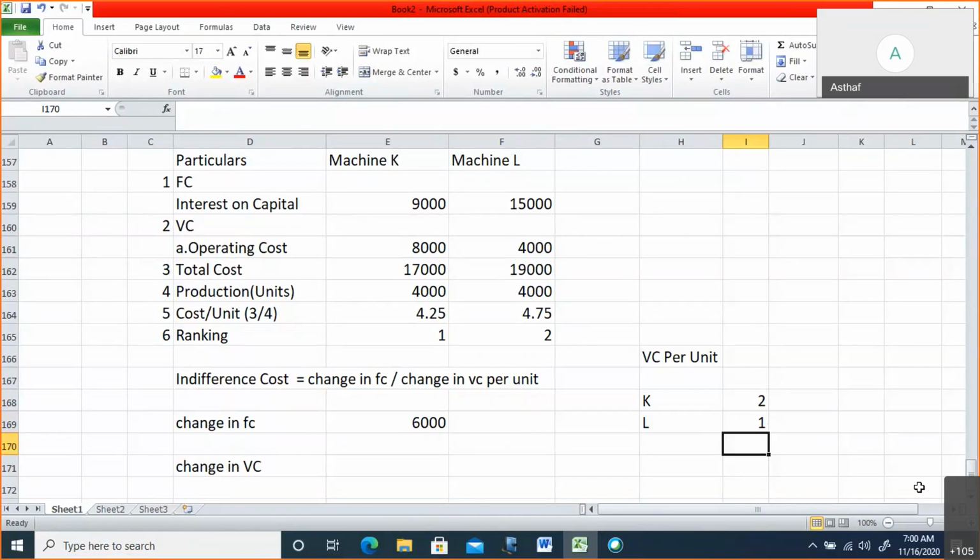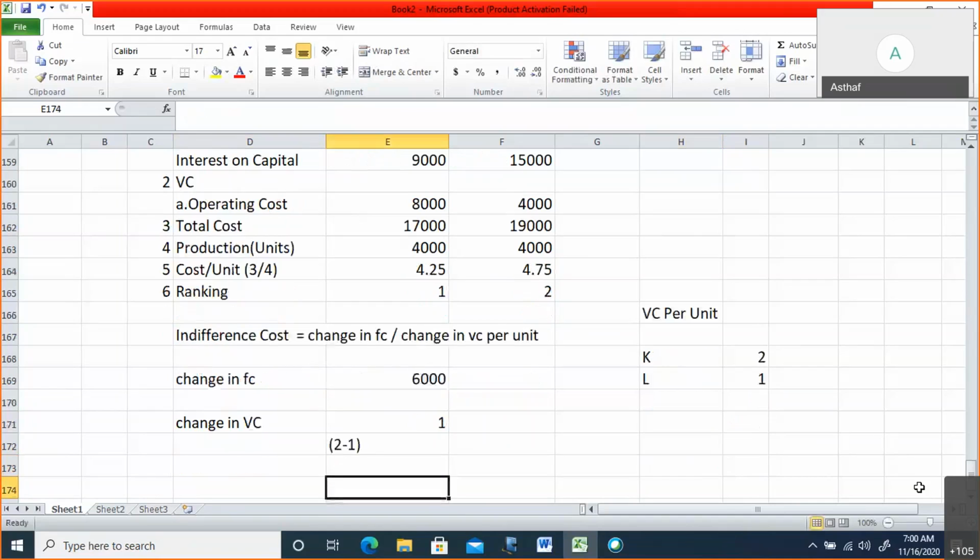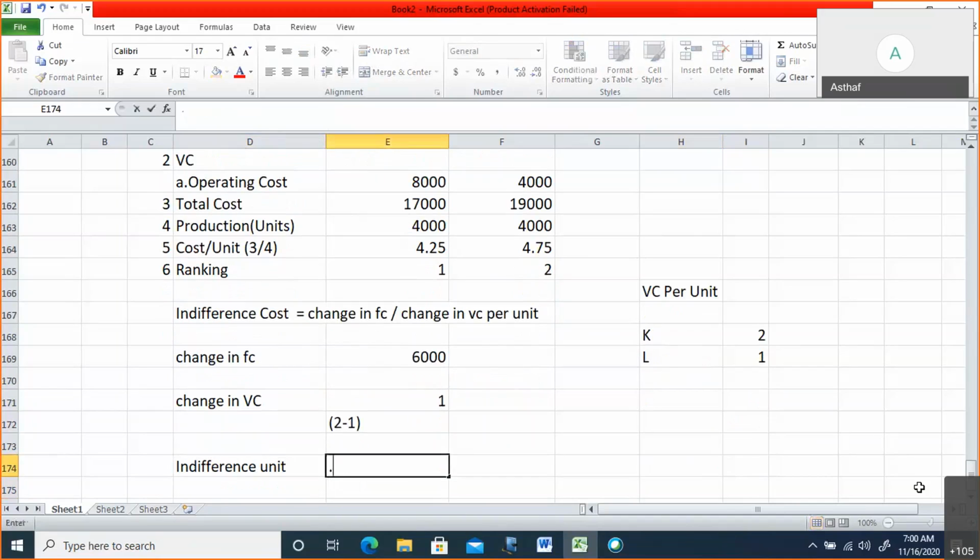So what will be the change in variable cost? Change in variable cost will be 1. How will it be 1? 2 minus 1. So what will be the indifference unit? Indifference unit will be, you are right, my dear friends, 6,000 divided by 1, which you will get 6,000. Are you clear? Yes or no?